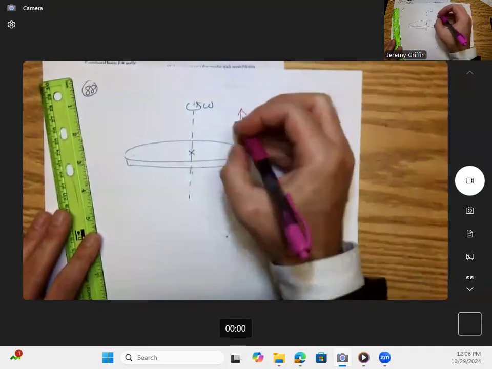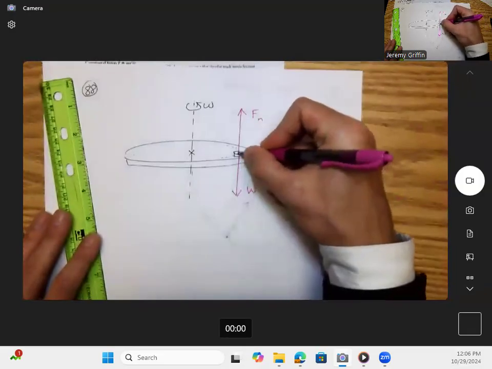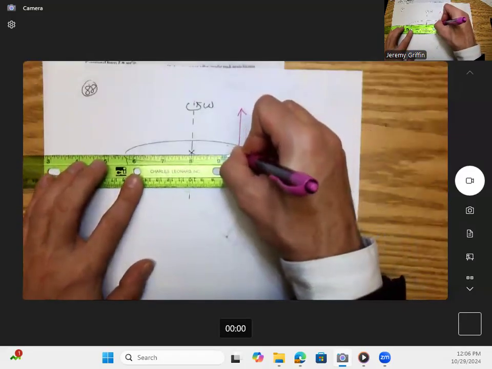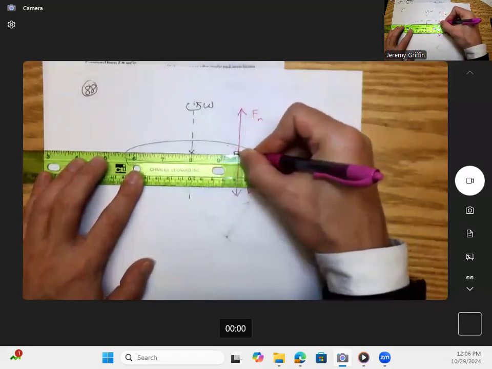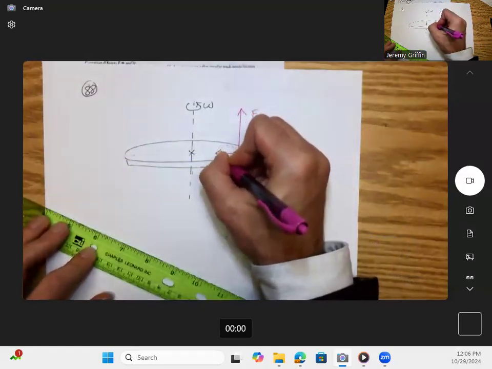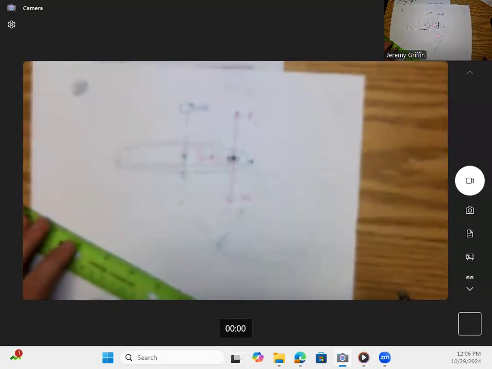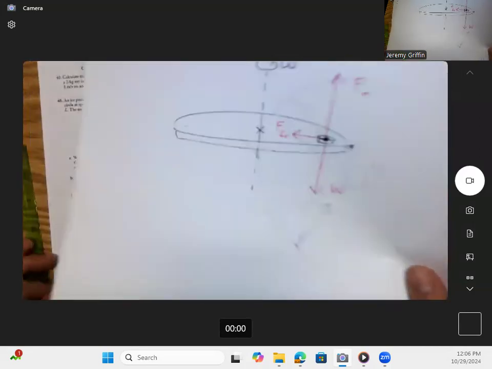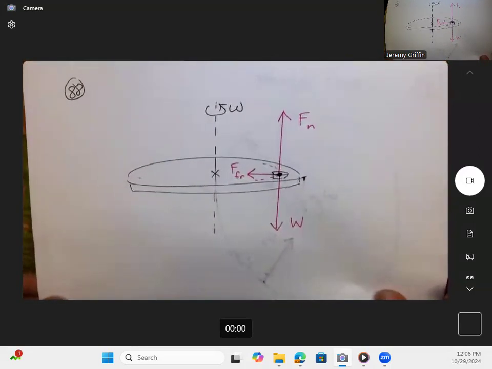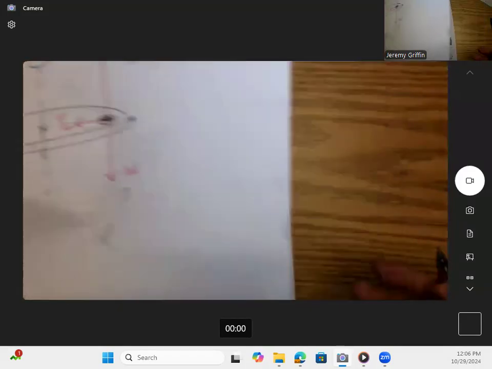Now guys, if this coin is staying on a circular path, I bet there has to be another force on it. What force keeps allowing it to move in that circular path? Friction. And which way does the friction point? Towards the center of the circle. Guys, draw that vector and call it FR, friction force. All right, guys got all those? Guys good? All right, what's next?